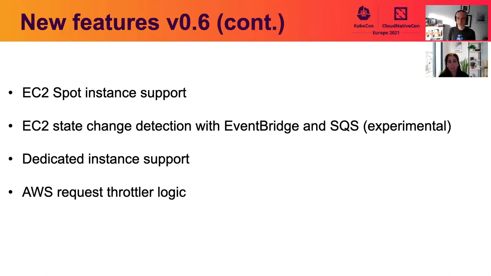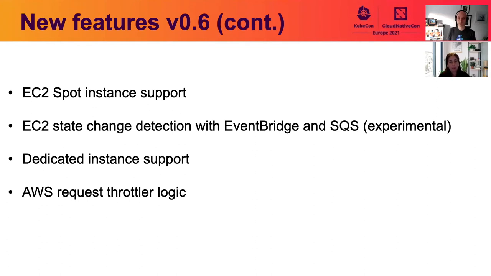Here are some more features that become available with the 0.6 release. First one is we added support for using spot instances in Kubernetes clusters. Spot instances are non-reliable EC2 instance types that are cheaper and more suitable for fault-tolerant workloads.